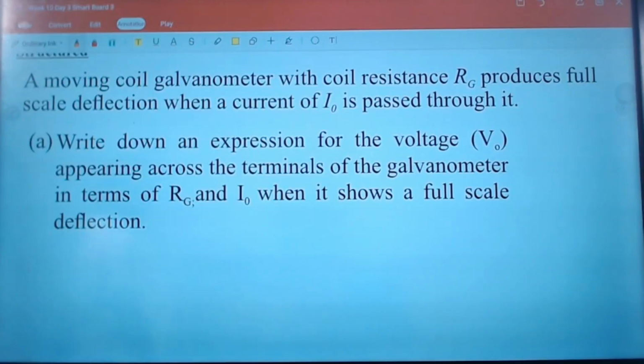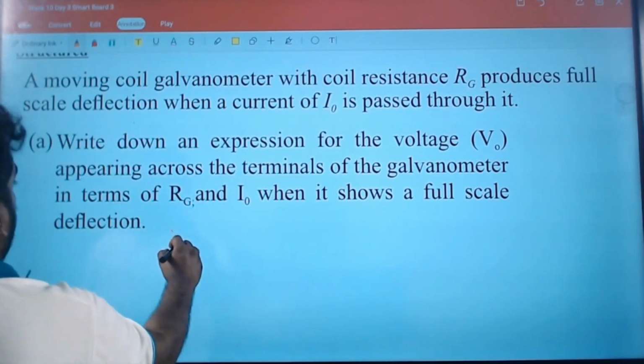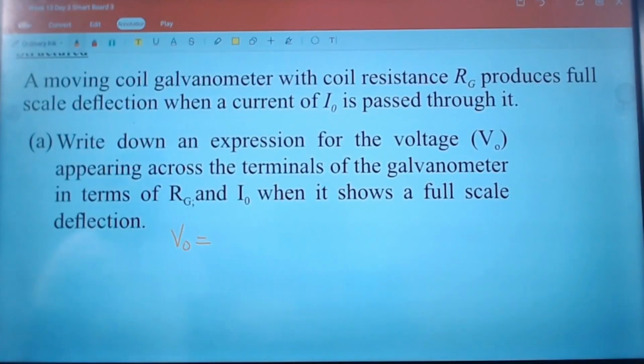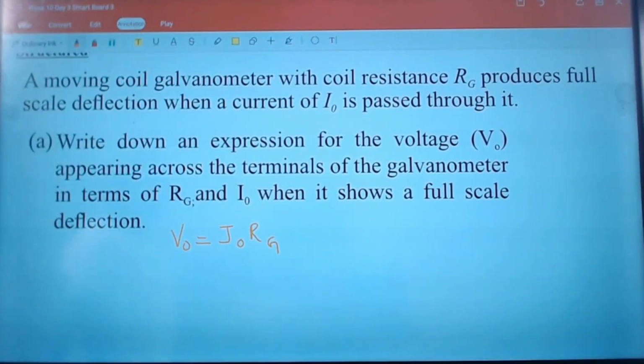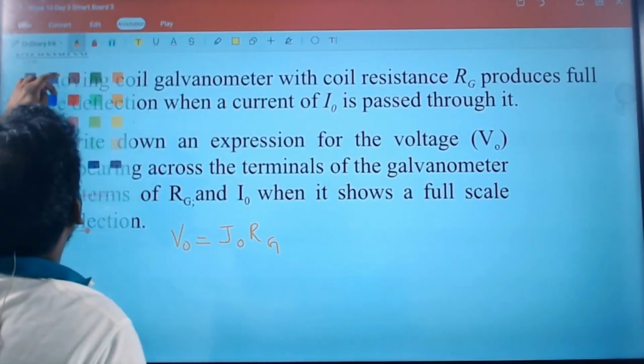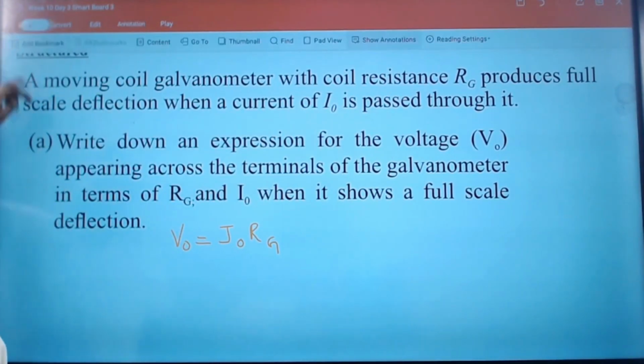Structured essay. Look at this carefully. There is a moving coil galvanometer with coil resistance Rg, which produces full scale deflection when I naught passes through it. Write down an expression for the voltage V naught. V naught is equal to I naught Rg. Right.